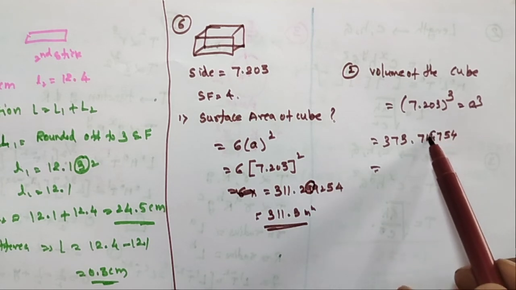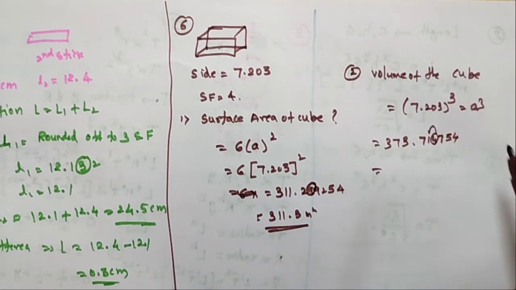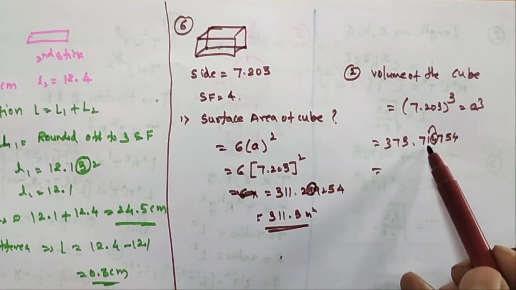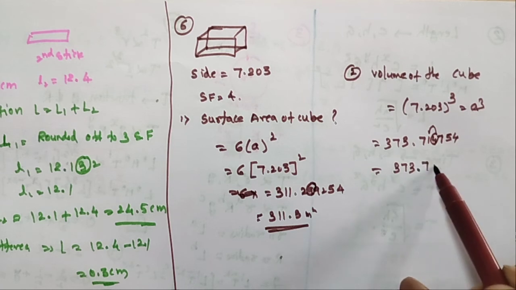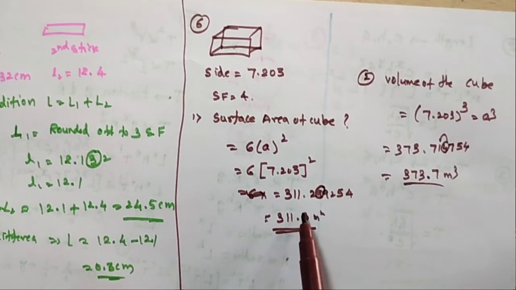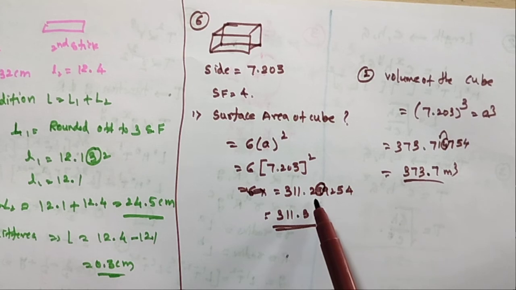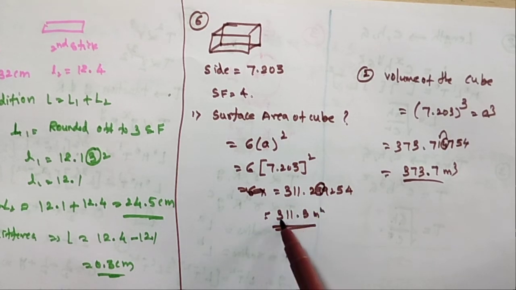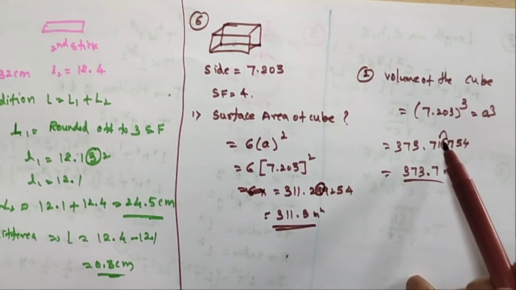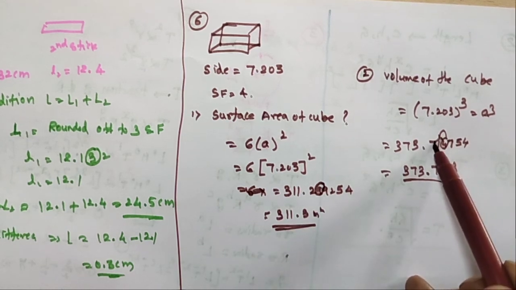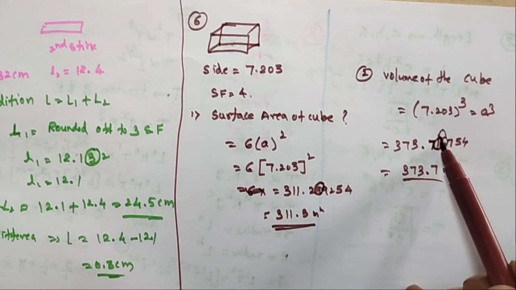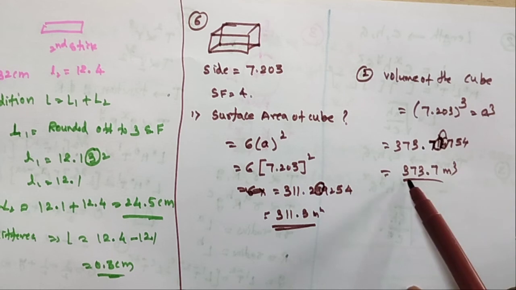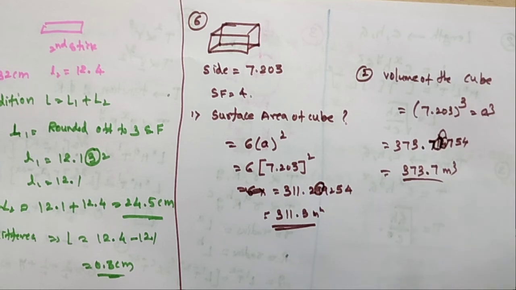So the 4 is round down, because it is less than 5. So that is 373.7 meter cube. Here I am taking the value 311.3, or you can round off. The 1 also you can round off, 373.71. The 1 is less than 5, so 373.7 meter cube.